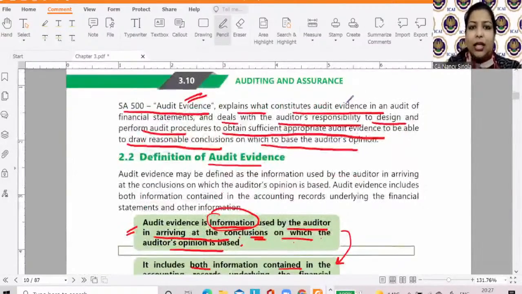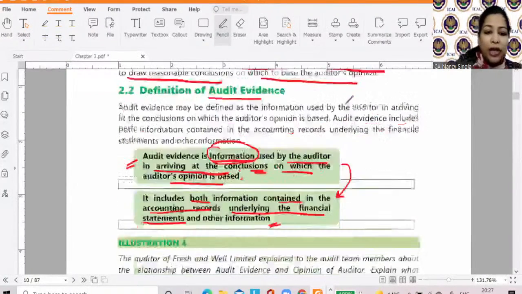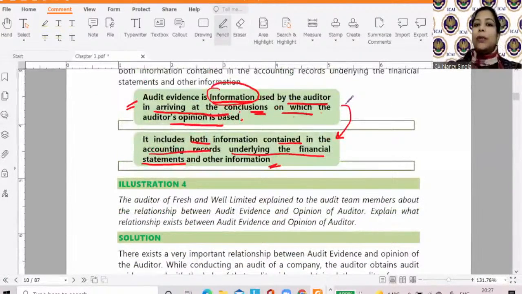SA 500 बताता है कि what constitutes an audit evidence. ठीक है, what constitutes an audit evidence and what is the responsibility of the auditor with respect to designing and performing audit procedures, obtaining audit evidence, drawing conclusions on which the auditor's opinion is based. So audit evidence is information used by the auditor in arriving at the conclusion on which auditor's opinion is based, and that information can be information contained in accounting records underlying the financial statement.